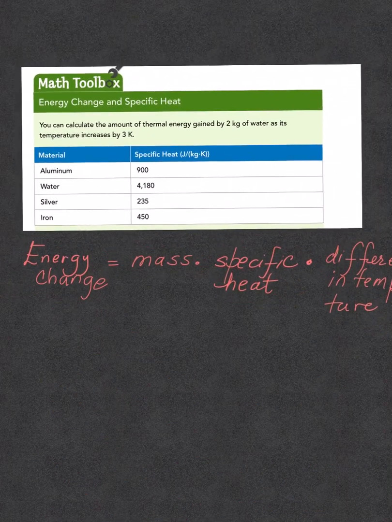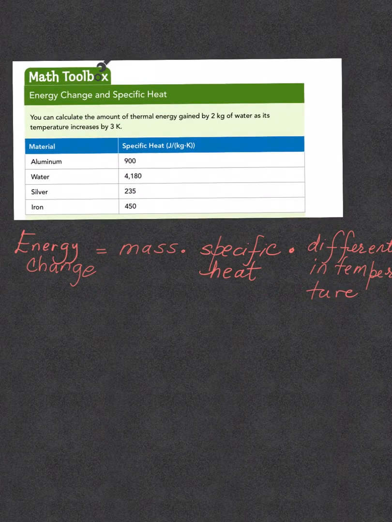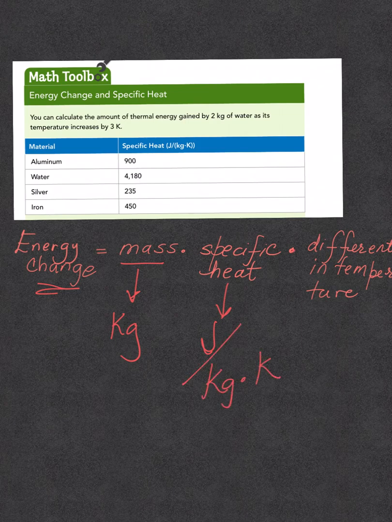Now, what is the last objective? Just to calculate the energy change. And we were talking about that before. The energy change is going to be equal to the mass expressed in kilograms, multiplied by the specific heat, expressed in joules per kilogram Kelvin, multiplied by the difference in temperature expressed in Kelvin. That's how you're going to calculate the energy change: mass in kilograms multiplied by the specific heat multiplied by the difference in temperature given in Kelvin.